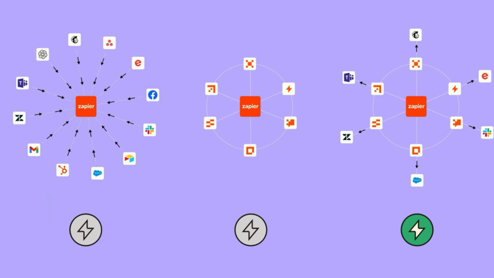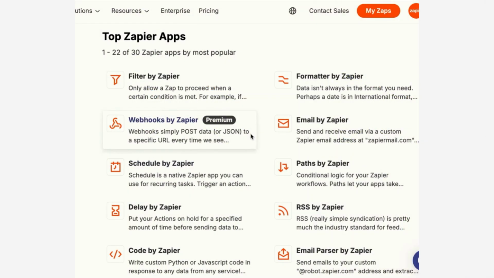Tools like Formatter by Zapier, filters, delays, and paths do not count against your limit. However, if you add a step that creates a record in Airtable, that counts as one task each time the Zap runs. Remember, there are various plans, including a free plan, and tasks are counted the same way regardless of the plan you choose. Some tools that do count as tasks include webhooks, RSS, email parser, and SMS.